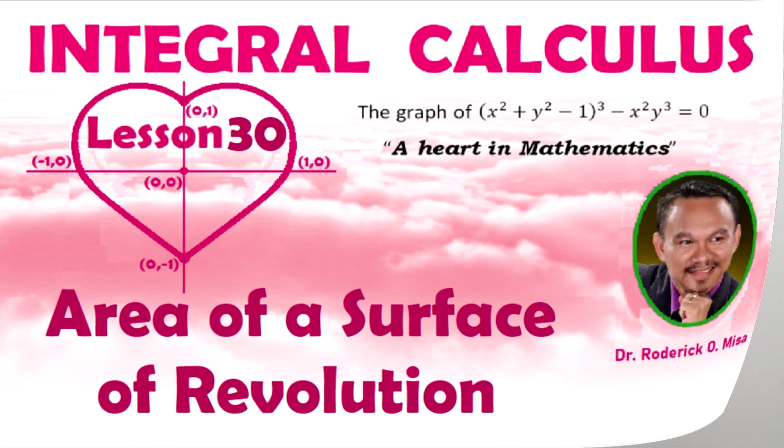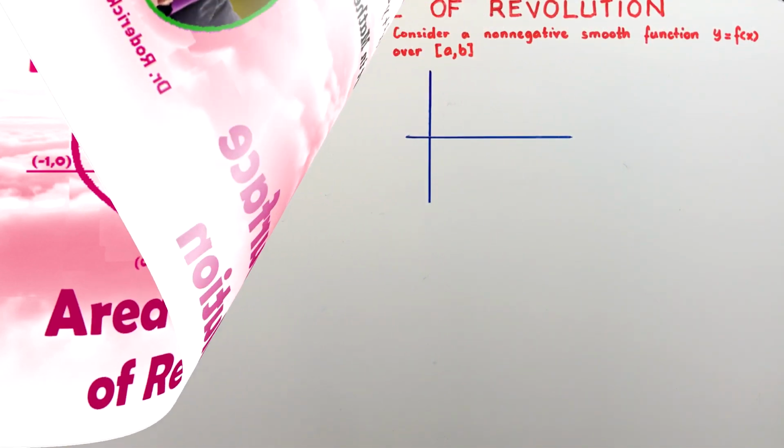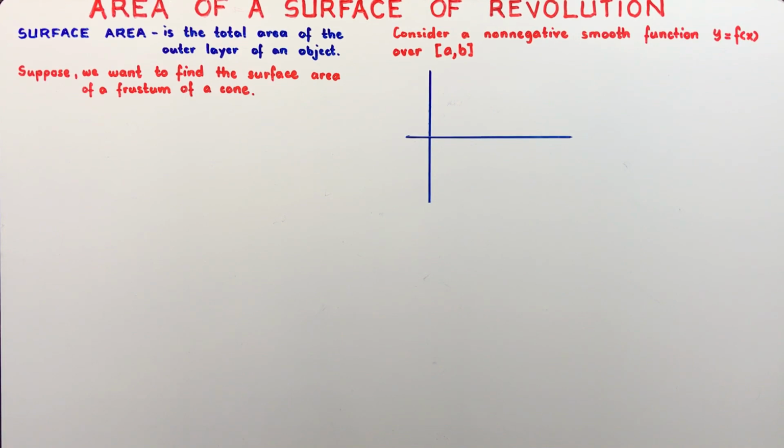In this video, I will be discussing the area of a surface of revolution. The surface area, we know, is the total area of the outer layer of an object. While for objects such as cubes or bricks, the surface area is the sum of the areas of all its faces, for curved surfaces the situation is a little bit more complex.